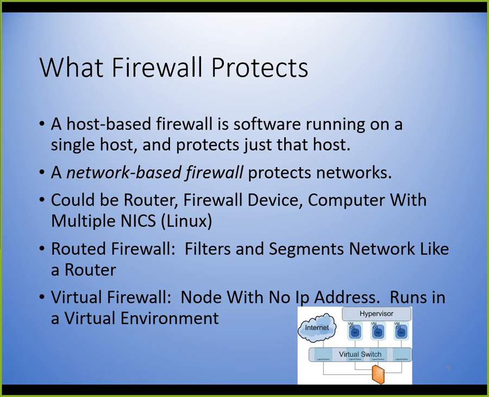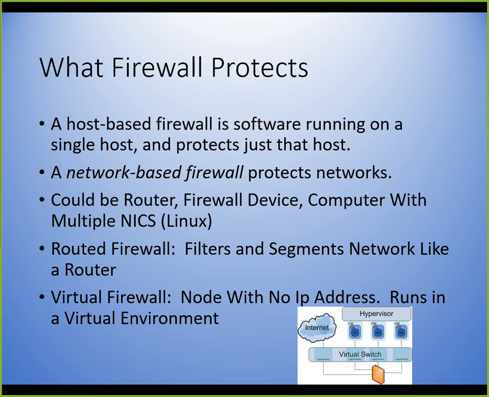Network-based protects the network. It could be a firewall device, a computer with multiple NICs. Linux, any Linux machine can be a router. It has its own firewall. iptables is the software firewall that runs on those, and it will go through it and do the filtering. We could do the same thing with a Windows server. You have to have a Windows server in order to be able to do that sort of filtering with it. Linux systems can do that.